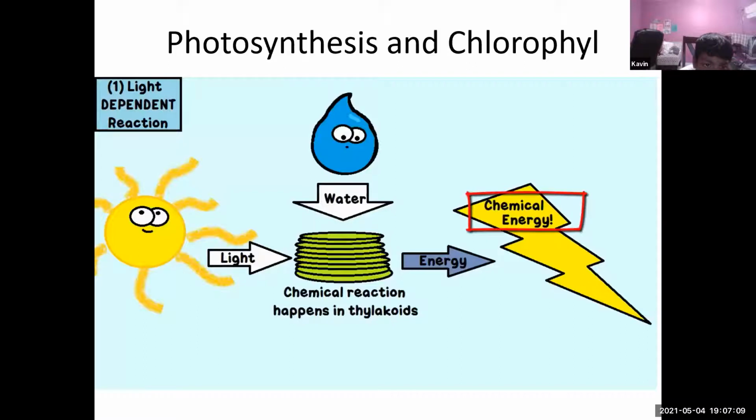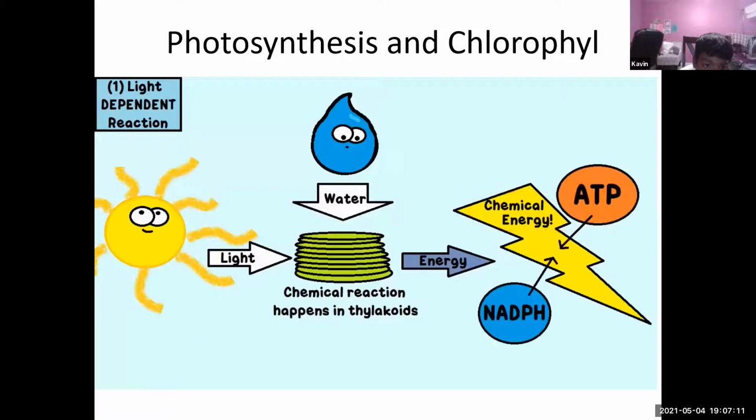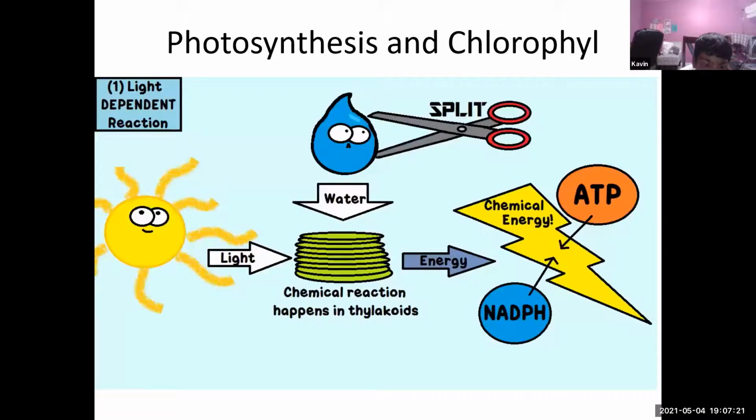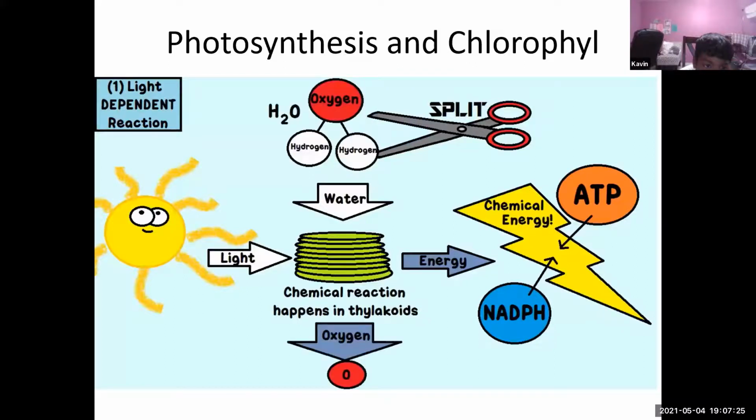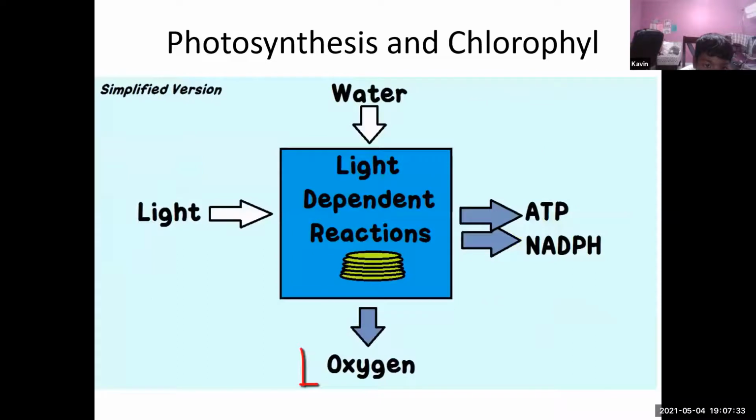By chemical energy, I mean ATP, we've mentioned that before, that's energy, and NADPH. We'll get to that later. During the light-dependent reaction, water, which is needed for this process to work, is split. That means if you think of the chemical formula for water, H2O, it is split so that you get electrons, protons, and oxygen. So oxygen is also a product of this reaction.